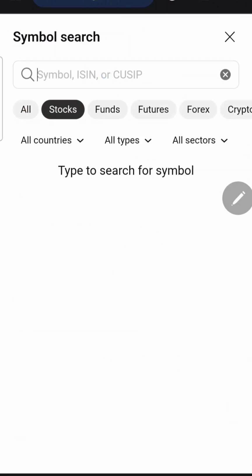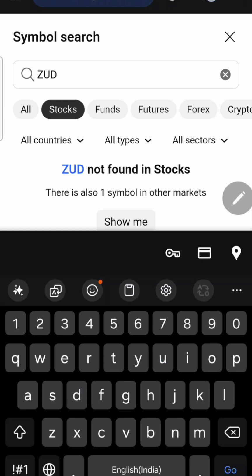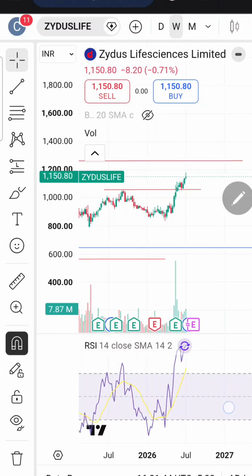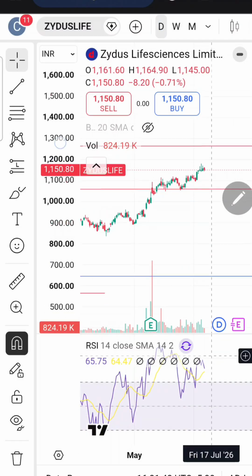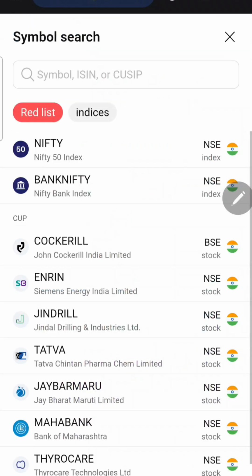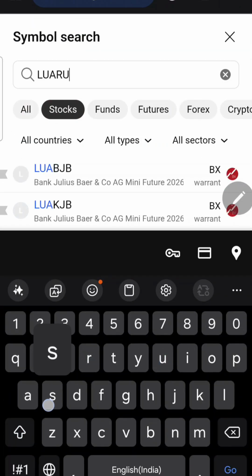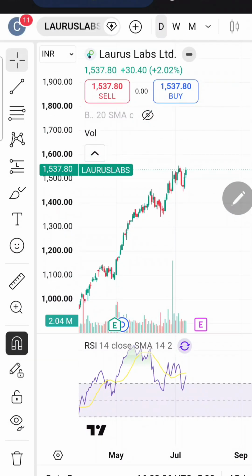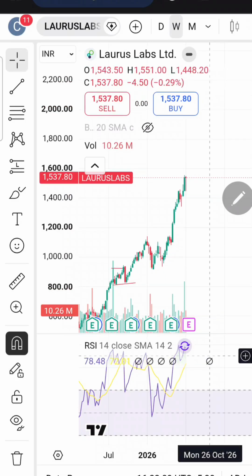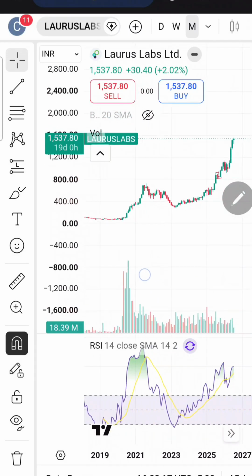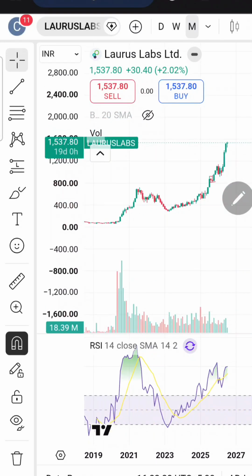Then we have Zydus. Zydus Lifesciences is also one of the good stocks where we can have a good entry. You can see RSI is also advancing, and on daily it is also advancing. Whenever you find a good entry at low risk, you can enter into it. And one more stock that we can understand is Laurus Labs. See, on a daily chart it is taking a support at RSI 60, weekly above RSI 60, and on the monthly chart it is also RSI 60. This is a stock that is showing all-time highs. All these four stocks belong to the Nifty Pharma.